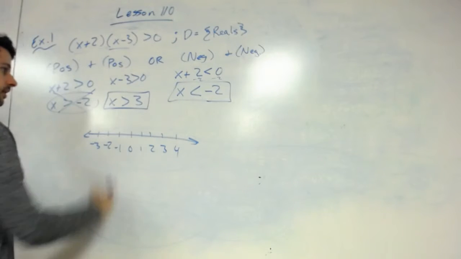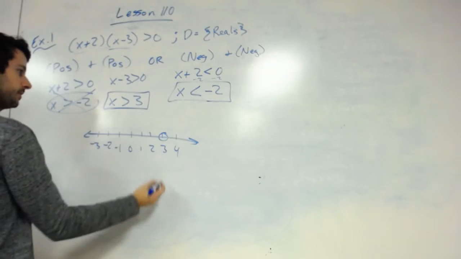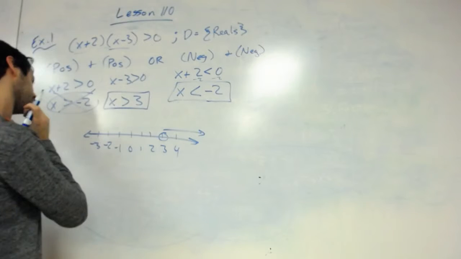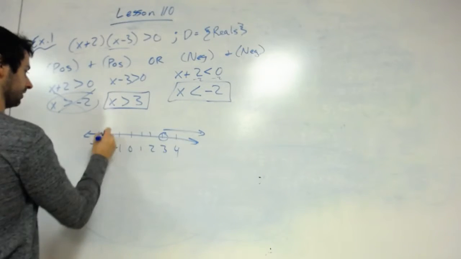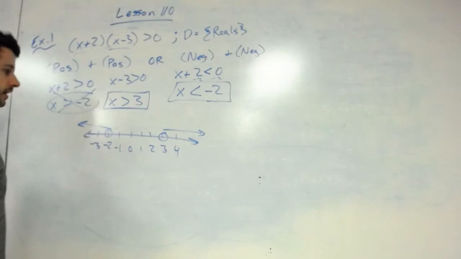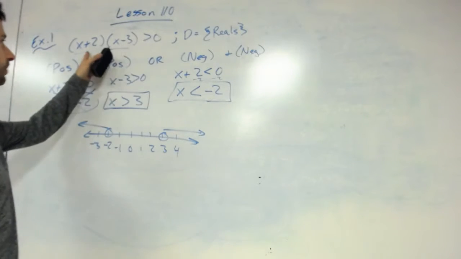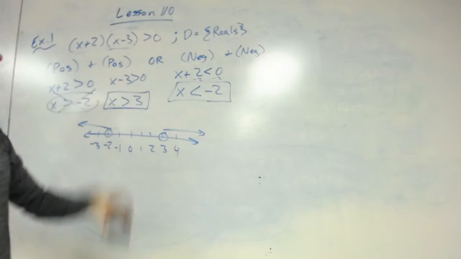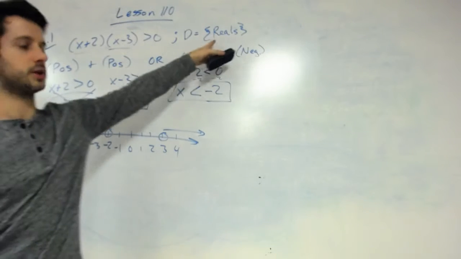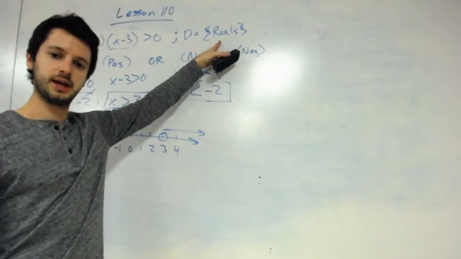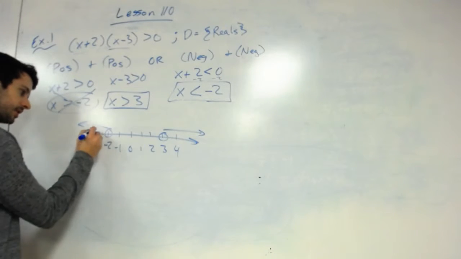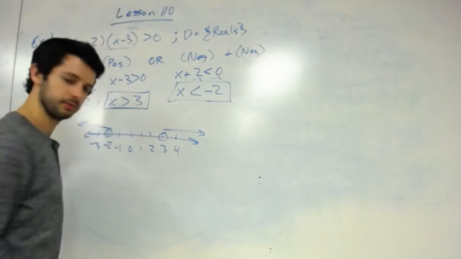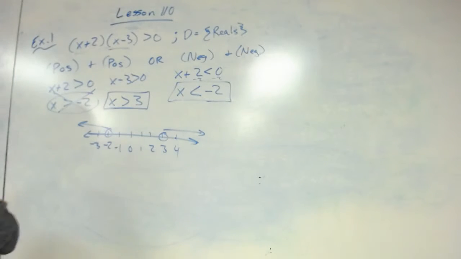Okay, greater than 3. We find 3, open circle. Since it's a greater than sign, shade to the right. And then we find negative 2, shade to the left. And that would be how you graph (x + 2)(x − 3) > 0. The domain was real numbers, so everything shaded in between would be there. If it was integers, I would have to fill in dots, but that's not the case. So that's how you graph that one.